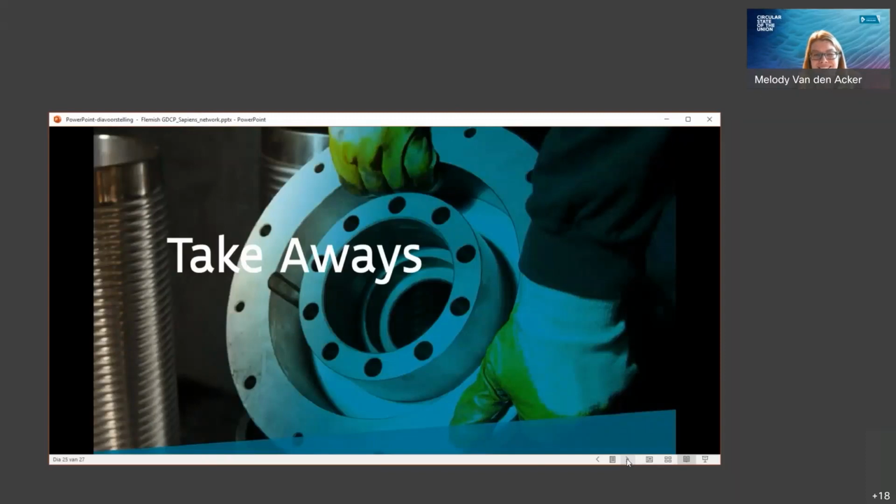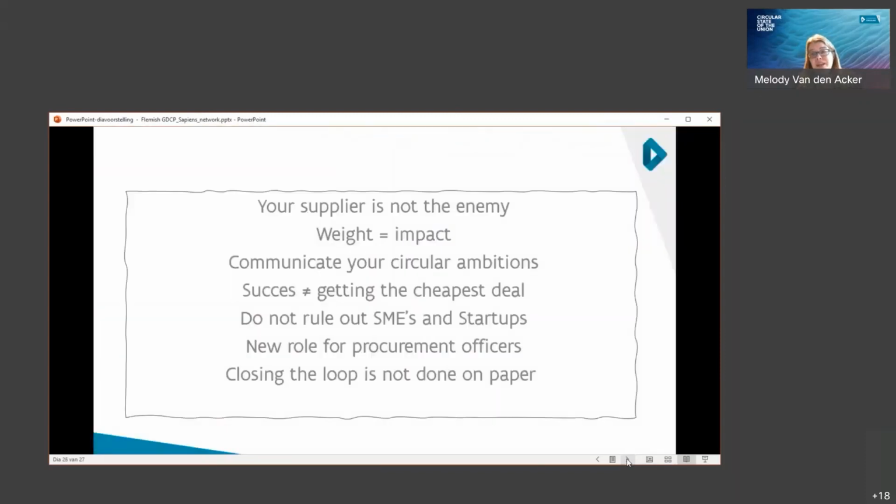So in the end, a few takeaways, and I think Dr. Ansvorter already touched upon this as well. It's really important to know that your supplier is not the enemy. So indeed, it is possible, if you already have a contract, to talk to these people and to see maybe they have ambitions of their own, or they're willing to listen to yours and see what you can achieve together within your existing contract.